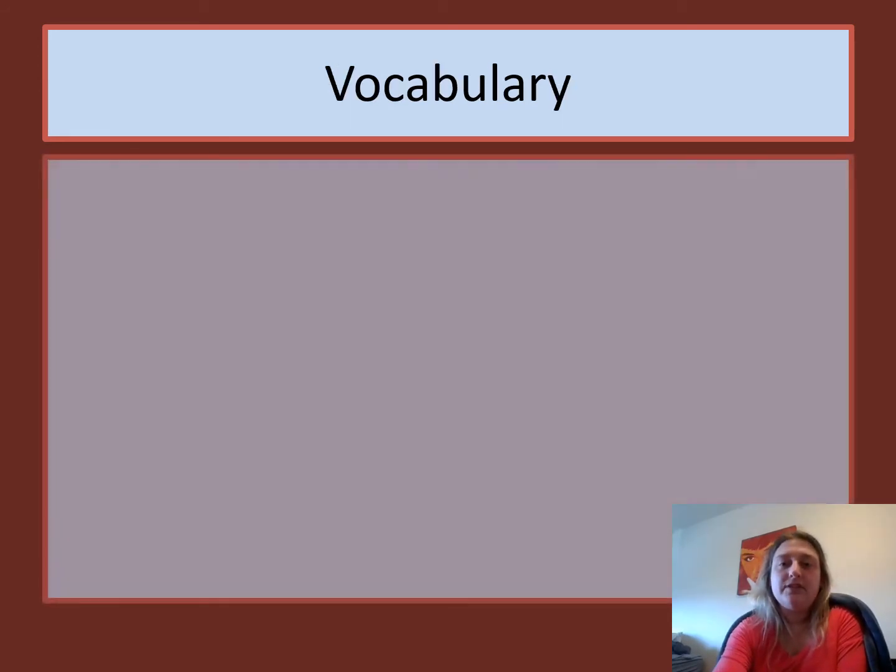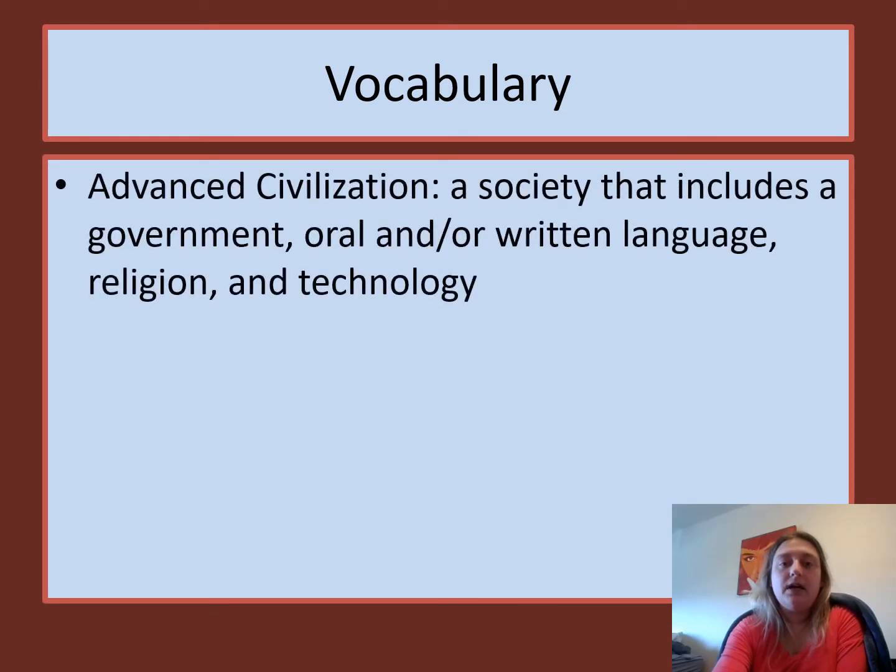So some vocab just as I go through that you might want to know. First off, what makes an advanced civilization? This is a society that has a government, an oral or written language, religion, and technology. We've seen this with a lot of civilizations that we've talked about before. The Romans would be considered an advanced civilization, the empires of Africa would be considered an advanced civilization, and the Arabian empires would be considered an advanced civilization.